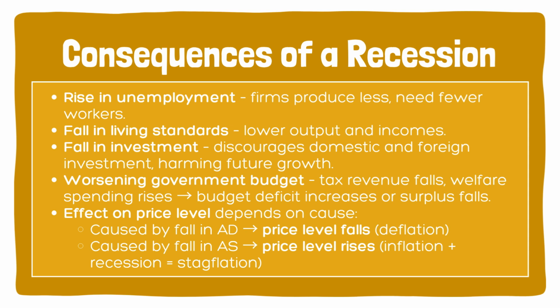When output falls, unemployment usually rises as firms require fewer workers. Lower output and income reduce living standards and discourage investment. Government finances are also affected as tax revenues fall while spending on benefits such as unemployment support increases. This can lead to a larger budget deficit.